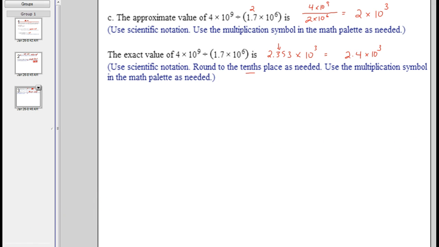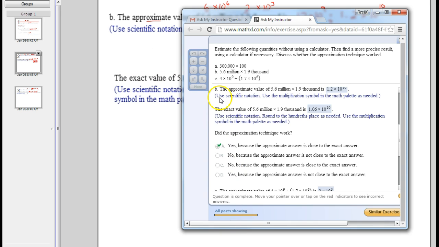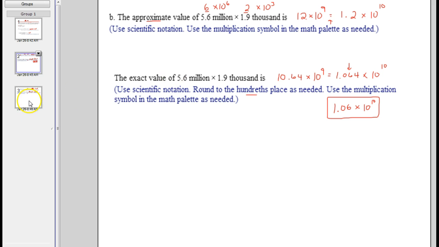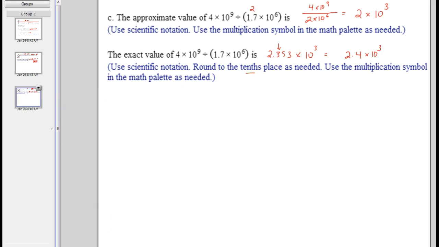Alright, and then always ask at the end, do the approximations work? Alright, this was part B, the 1.2 times 10 to the 10th and 1.06 times 10 to the 10th, which is exact. Did the approximation technique work? Yes. Okay, again, they're close. It doesn't really define what close is here. Typically, it's like within 5%.